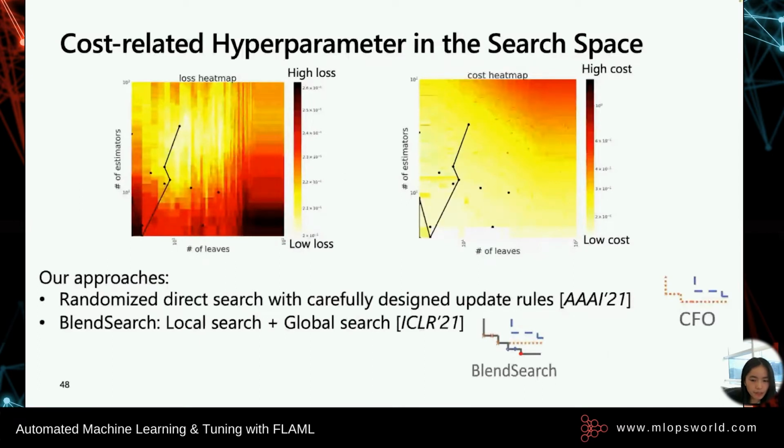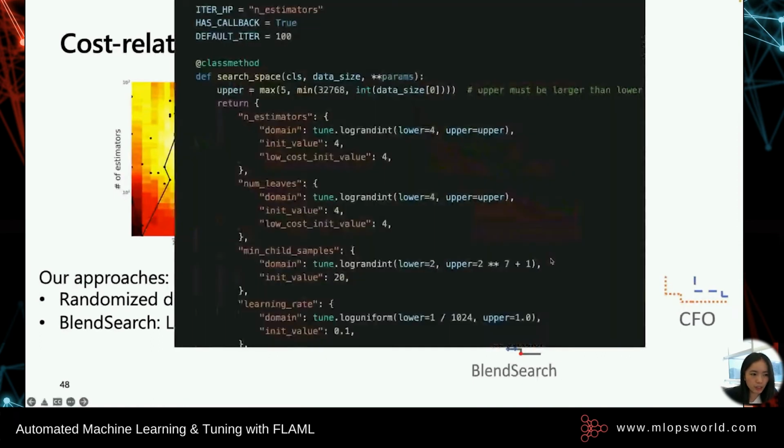But in both methods, it is very beneficial if we know some hyperparameters are cost related and we know a low cost value for them, especially when the variation of cost is very large. So that's why we have a field called low cost innate value in our search space. This is the search space for the LGBM estimator. We have identified and configured the low cost innate value for some of the hyperparameters, for example, the number of estimators and the number of leaves.